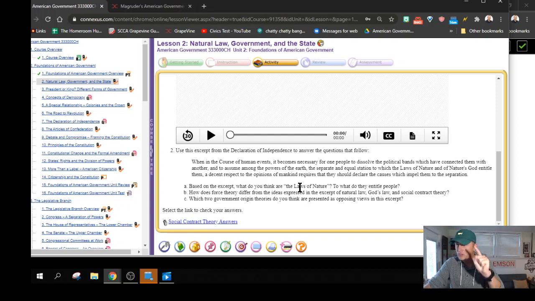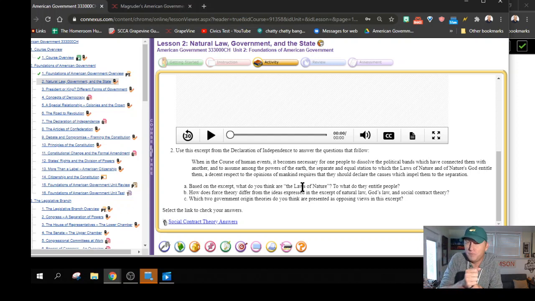When in the course of human events it becomes necessary for one people to dissolve the political bands which have connected them with another and assume among the powers of the earth the separate and equal station to which the laws of nature and of nature's God entitle them. A decent respect to the opinions of mankind requires that they should declare the causes which impel them into separation.